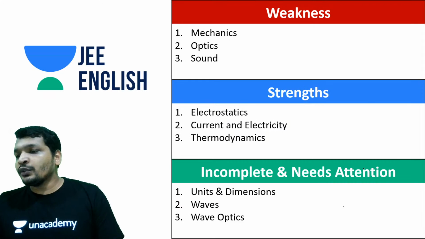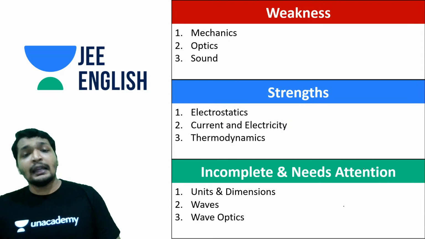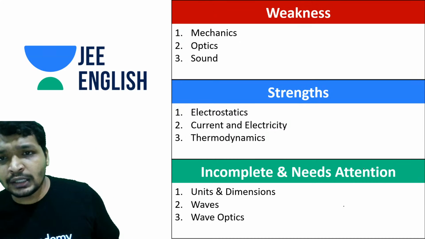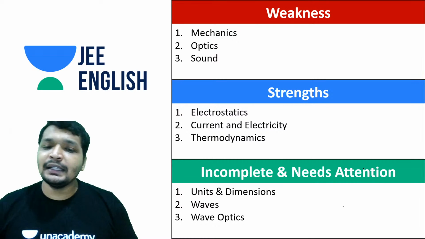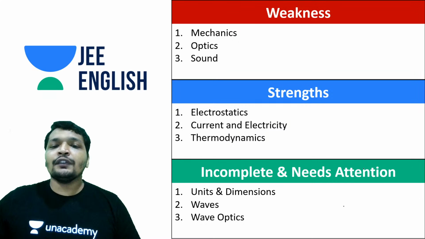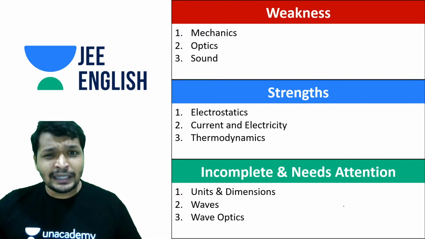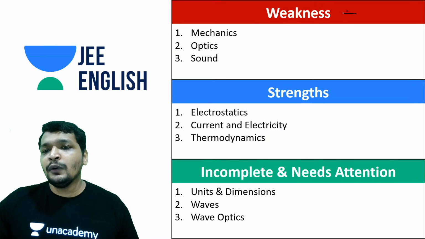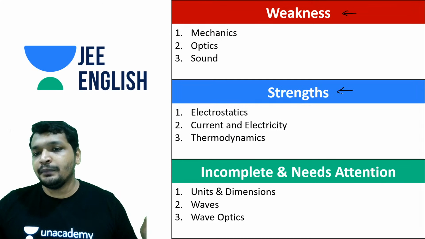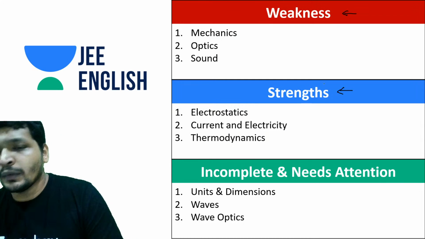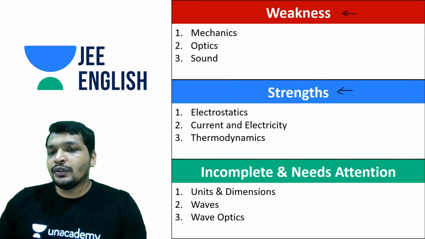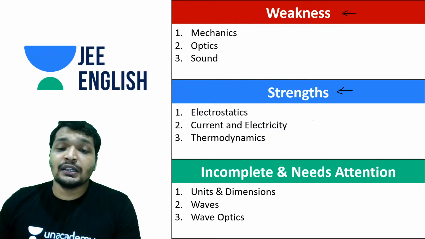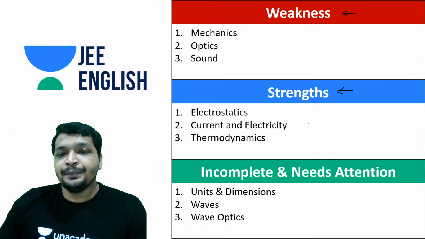So now what you're going to do, like Arjun and Anand and any other student, is mark your topics into weakness, strengths, incomplete and needs attention. For an example, let's say I've completed mechanics. Under strengths and weakness, you'll only know these if you have completed the topics. If you didn't complete them, you don't know whether it's a strength or a weakness. You can't say I've partially completed current electricity, I know it's my strength. You should have completed it fully.